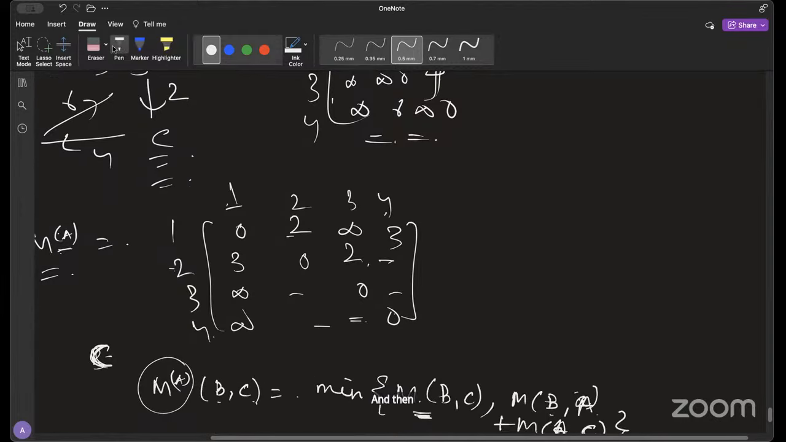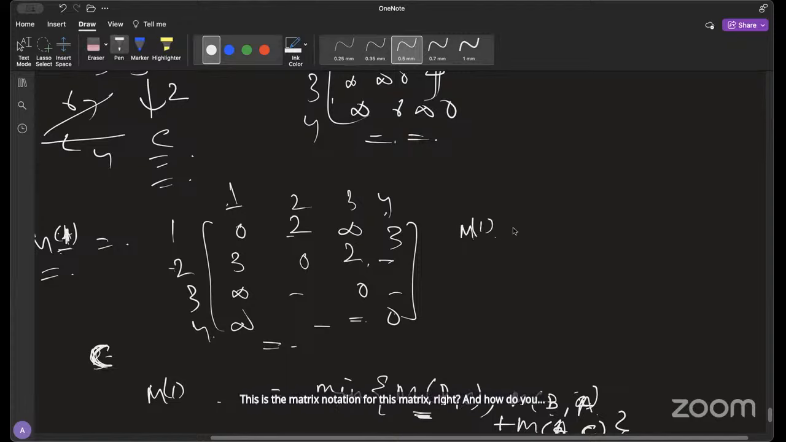And then in this, you'll have, let's just call this thing M1. I've just written 1 because for this entry, this is the matrix notation for this matrix, right? And how do you define this matrix M1 and the 1, 2 entry?